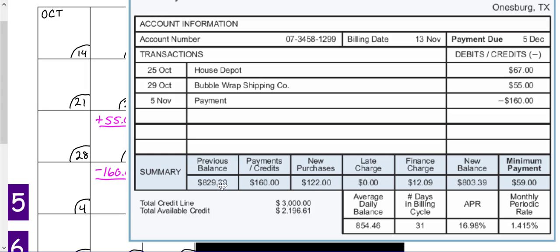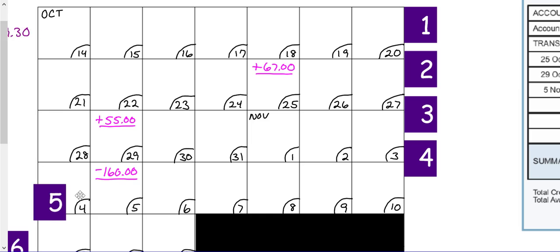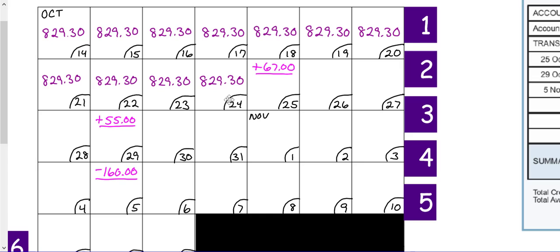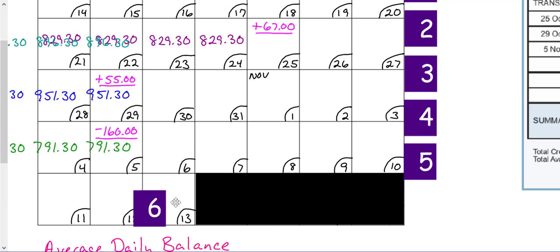we know our previous balance at the beginning of this cycle is going to be $829.30. So we will put that in for all of the boxes until we hit October 25th, because on the 25th we did a transaction for $67. So that means our balance is going to increase on the 25th, and it will stay that new balance until it hits the next increase of $55.